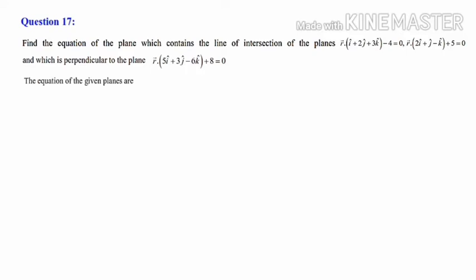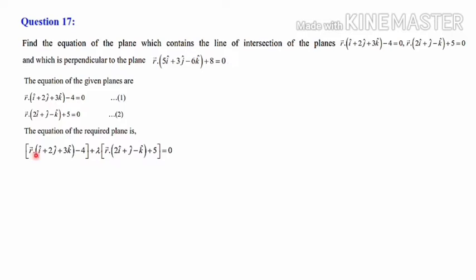Let's take the equations of the planes. First plane equation we have taken as equation number 1. Second plane equation we have taken as equation number 2. And we are going to calculate the equation of the plane passing through the line of intersection of these two planes, which means P1 plus lambda into P2 equal to 0. We have written P1 plus lambda into P2 equal to 0.